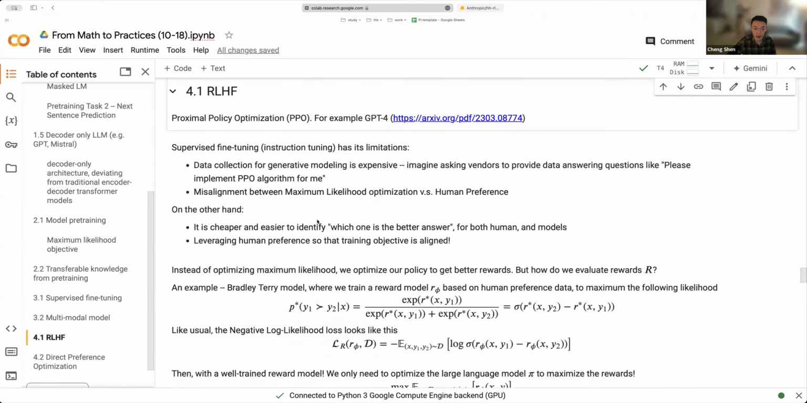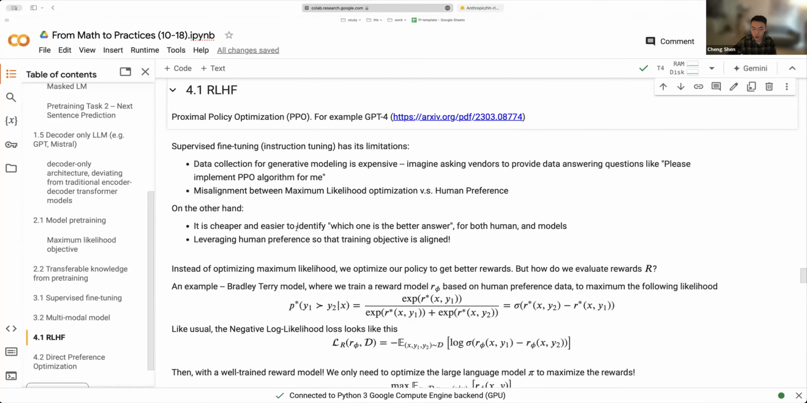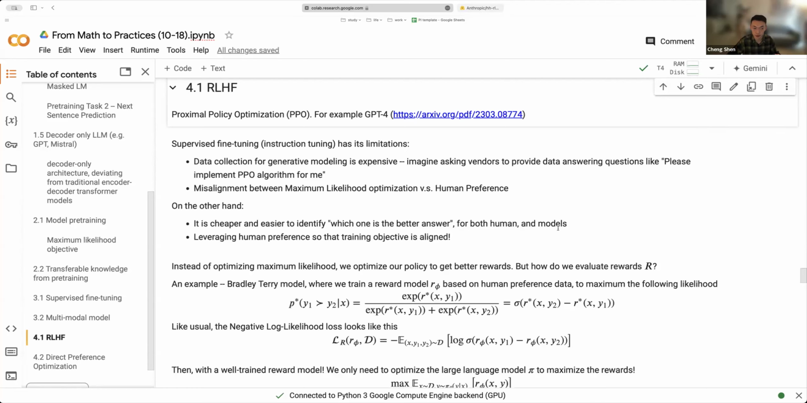On the other hand, it's cheaper to just give a preference, like showing two results and people choose which one is better. This is easy for both humans and models. So this is the basis for why we can train a model to give rewards. We can train a reward model to help us in this reinforcement learning loop.